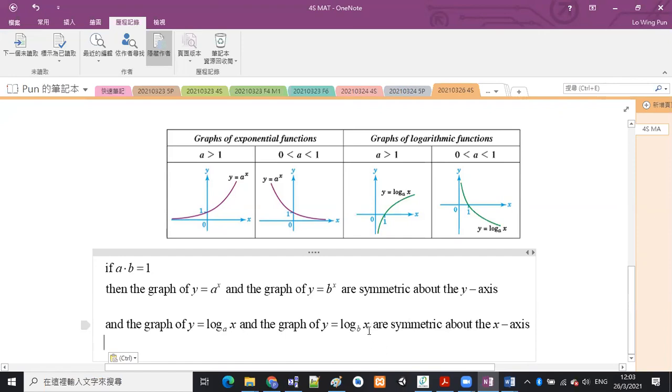That is the horizontal axis, is the mirror. And then the two graphs are the mirror image of each other.